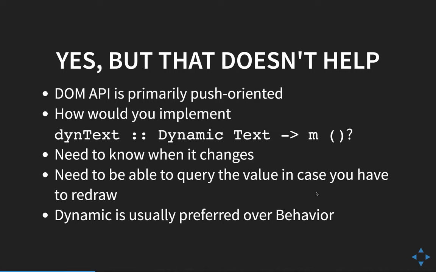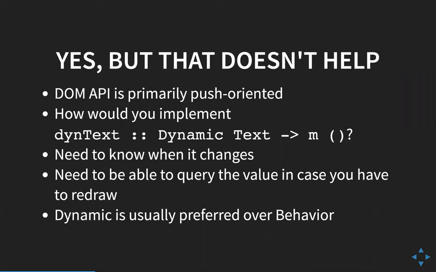So if you think for a moment, how would you implement this dyne text function, where you give it a dynamic text and it puts it in the DOM and controls the updates so that whenever the dynamic changes, the DOM changes? How would you implement this in JavaScript at the lowest possible level? Well, you have to know when it changes.